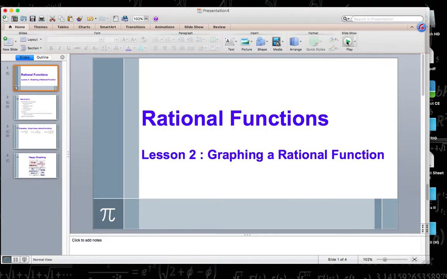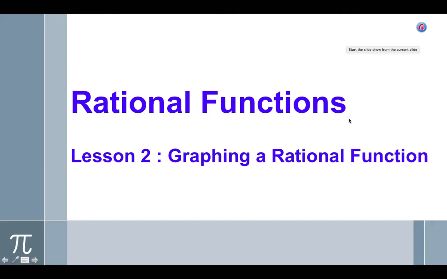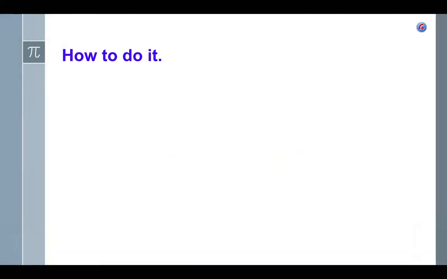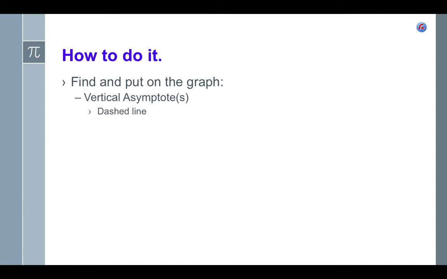All right, welcome ladies and gentlemen to our lesson 2 of rational functions. We're going to be looking today at everything that we learned in the previous lesson on finding the different parts, and we're going to be throwing in graphing the rational functions. So we're going to list out how to do it first before we look at any of the examples. We're going to find and put on the graph all of the things we calculated in the previous lesson and one minor extra piece. We're going to be looking at vertical asymptotes.